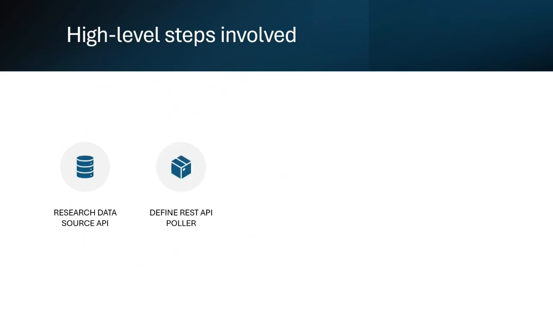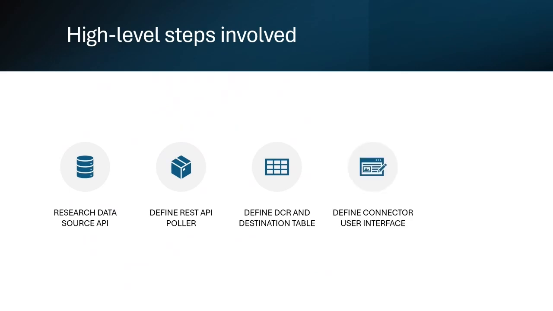Then you will define the REST API poller. That little JSON struct that we just saw, that's the REST API poller. We will define that part. You then need to define the data collection rule and the destination table. As I mentioned before, the data collection rule is just the input schema and the transformation, and the destination table is how the schema looks in the workspace. Then we define the connector interface, and we create the template, right?